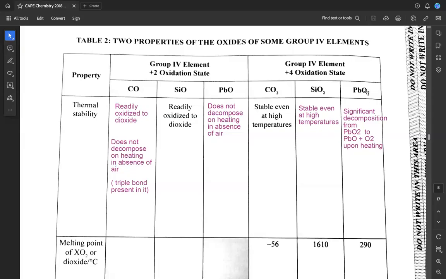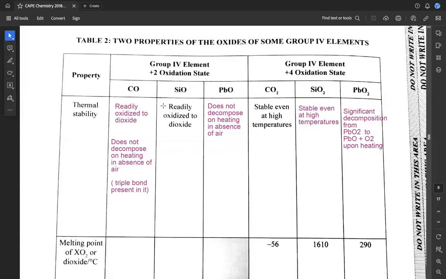But once we get to PbO2, which is the lead oxide in the 4+ oxidation state, there's significant decomposition that we'll see. So we'll go from the PbO2 form to the PbO and oxygen. So that's what will happen. This will break down when we heat it, right? We'll end up getting PbO plus O2, and we'll talk a little bit more about why that's the case, right?